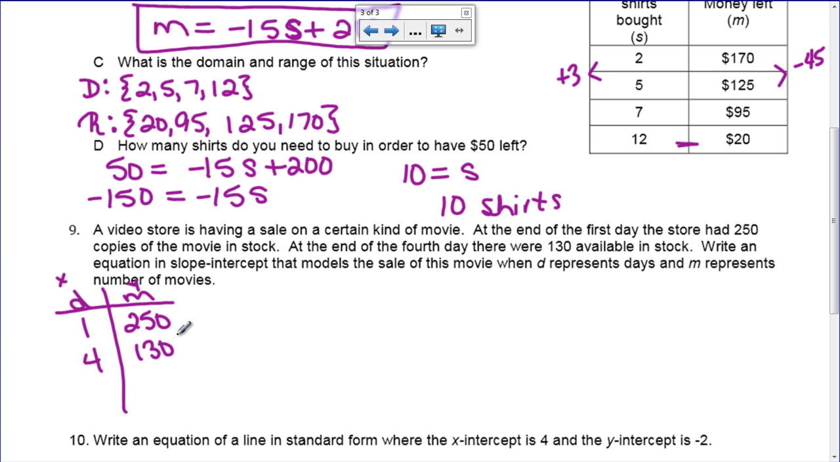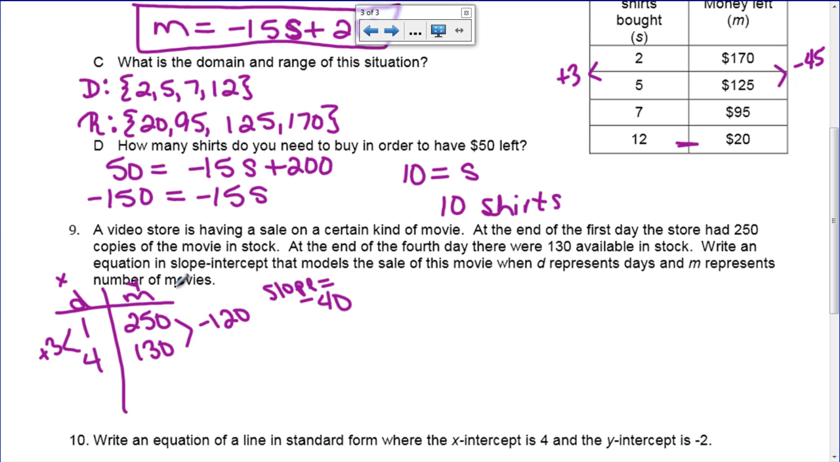If I want an equation, I can't do anything without a slope, so I'm going to find my slope. My change in y is negative 120, because those numbers are getting smaller, and my change in x is plus 3. When I divide that, I get that my slope is negative 40. I'm not going to use the letter m to represent it because I'm using m for something else in my problem. So my slope is negative 40.